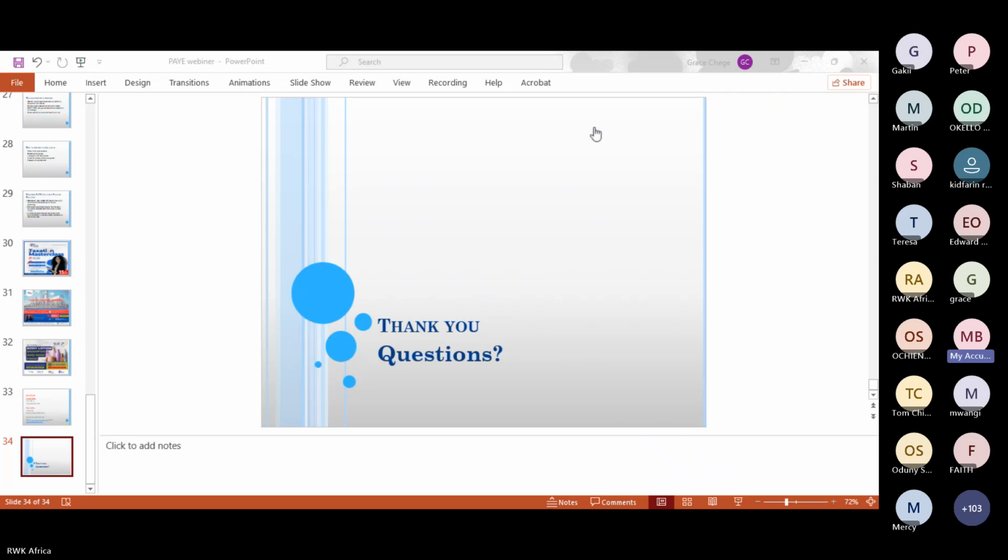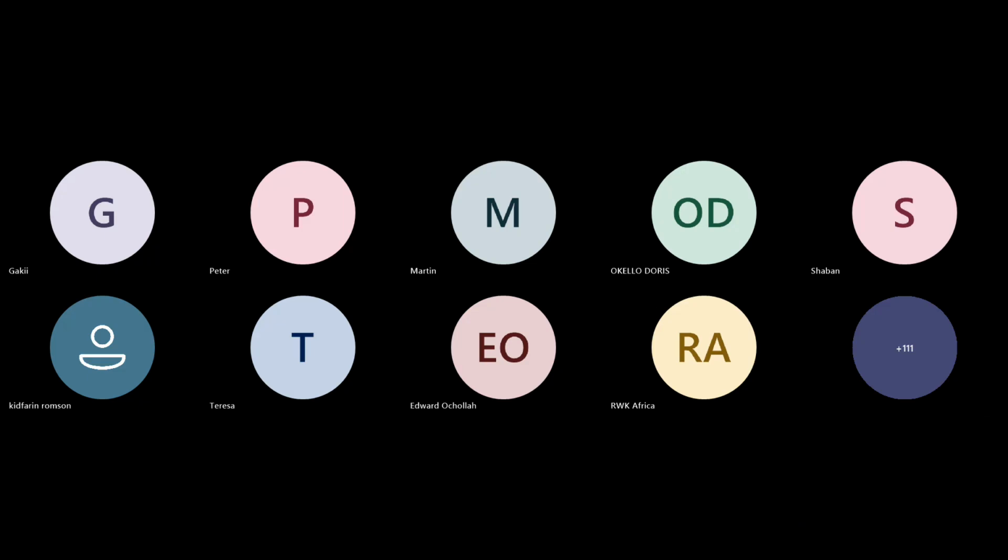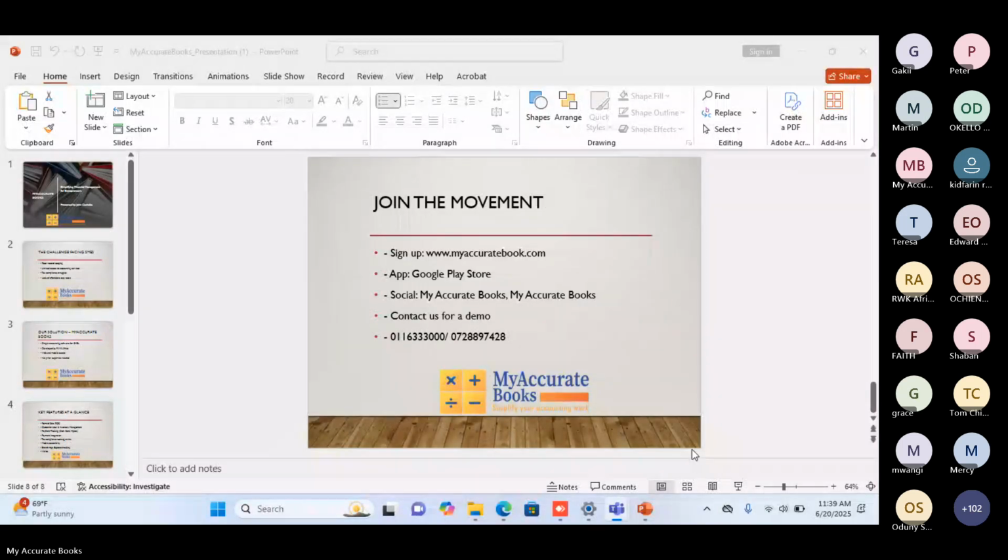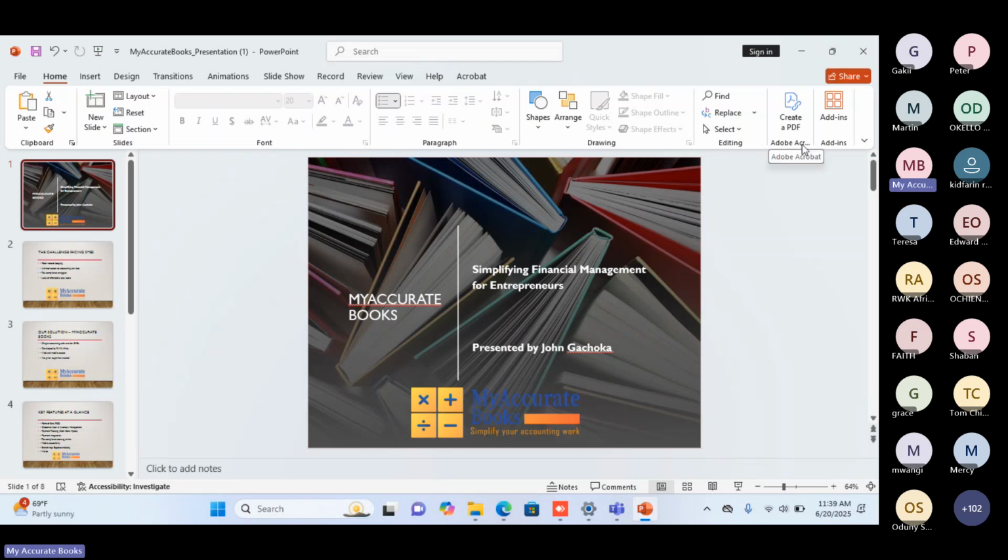So I want to share my screen so that you can see. If you can see the My Accurate Books screen, kindly send me a thumbs up so that I'm sure that everyone can see what I'm sharing. Right, I see, Kevin, you can see it. My assumption is that everyone else can see this presentation.